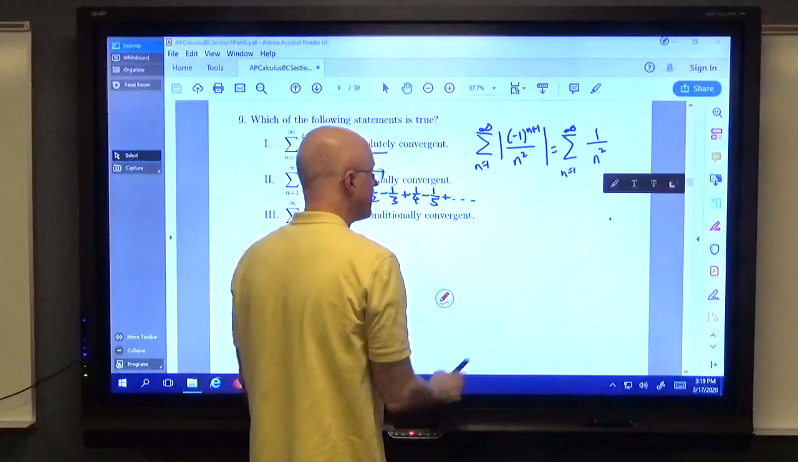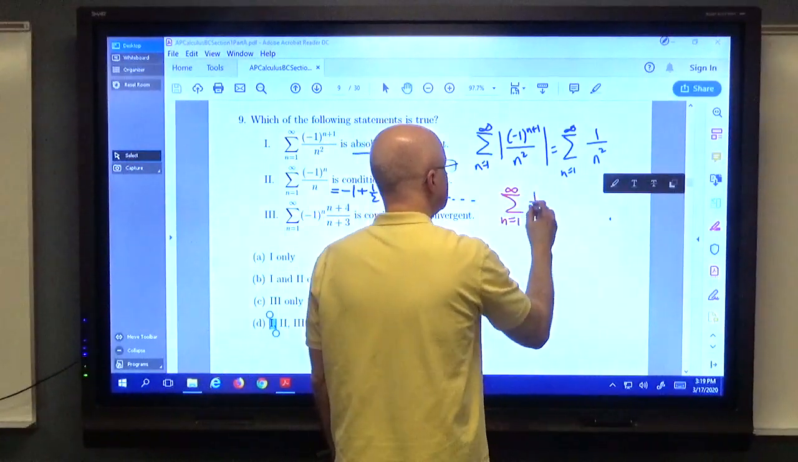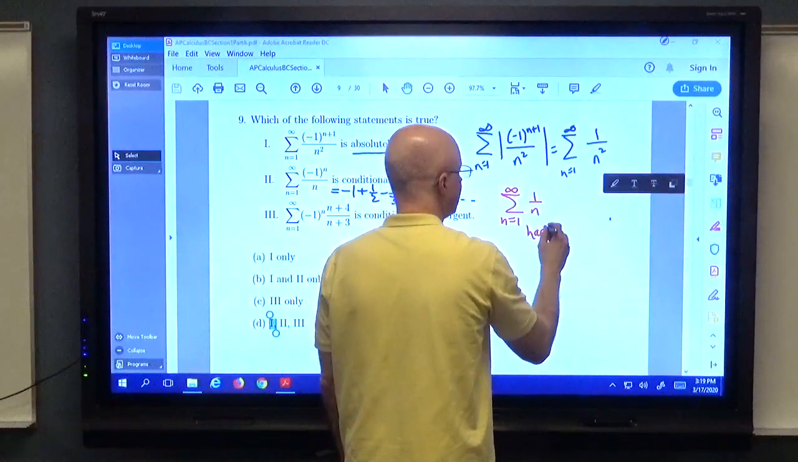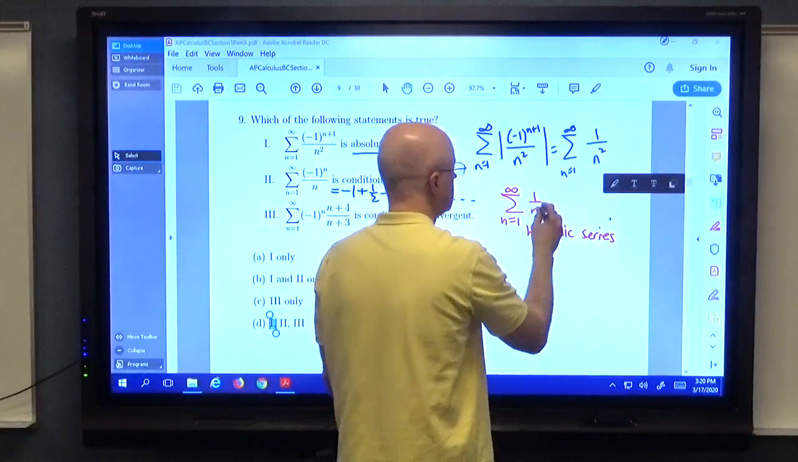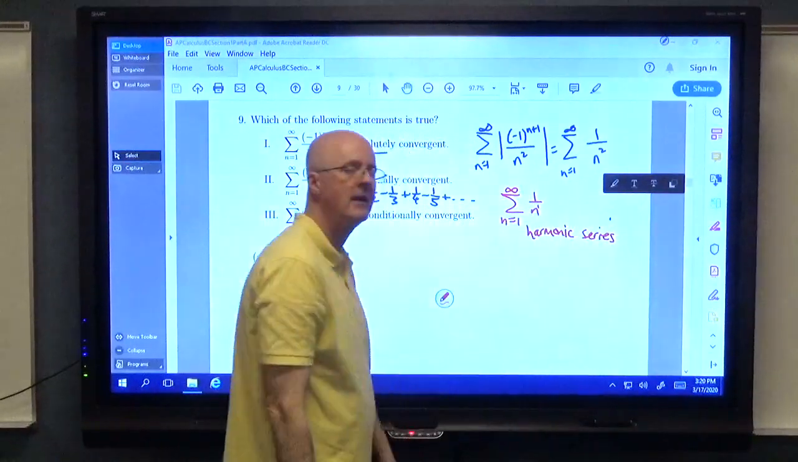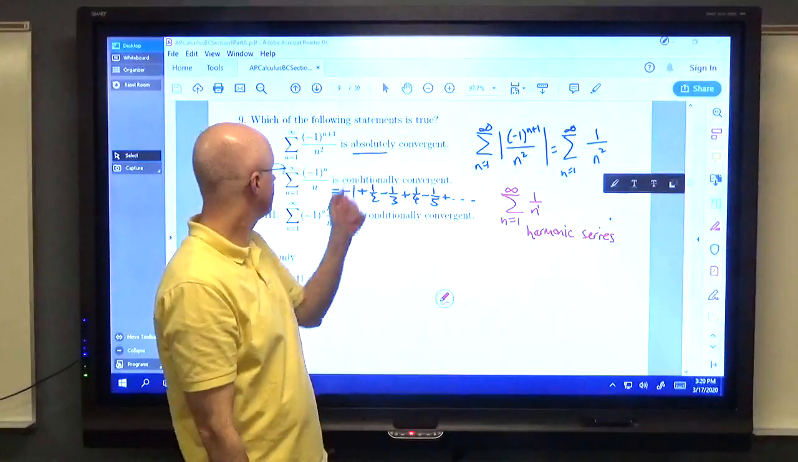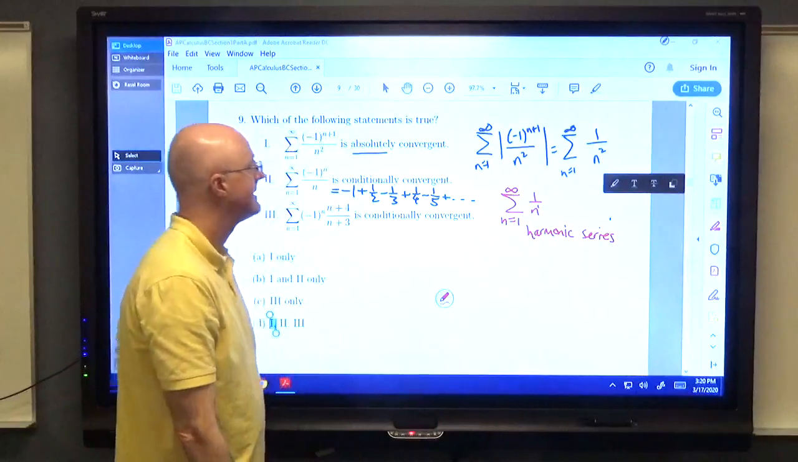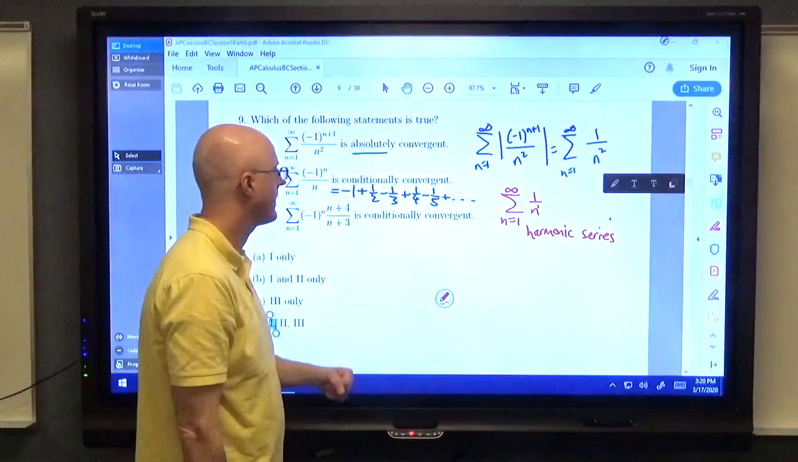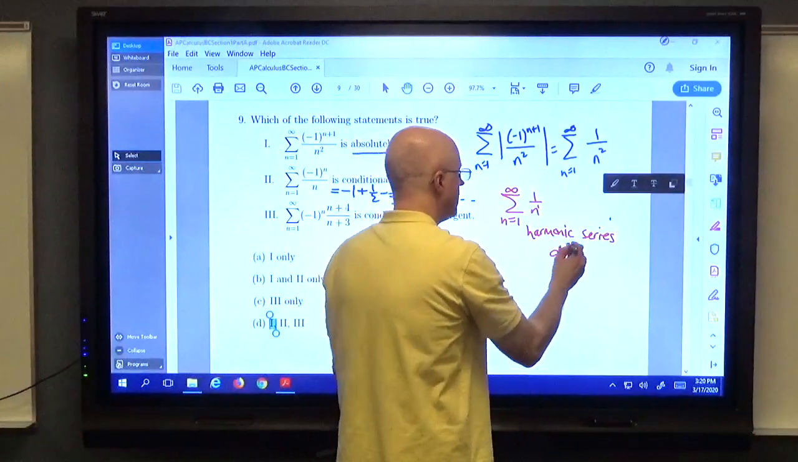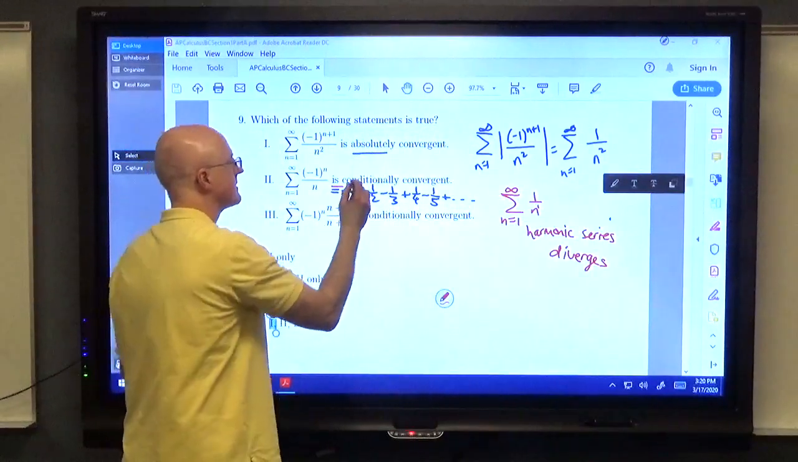However, the corresponding series of absolute values of the terms is called the harmonic series, and that diverges. It's also a p-series with p equal to 1. And when p is 1, it diverges. If p is bigger than 1, then it converges, just like in part 1. It diverges if p is less than or equal to 1. But this has a special name, again, it's called the harmonic series. It diverges. Therefore, this series is conditionally convergent.